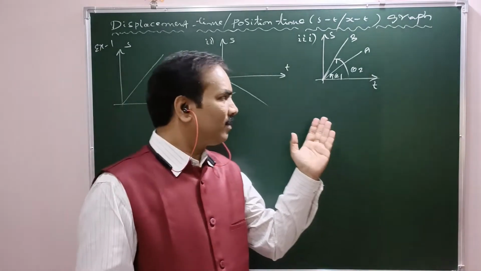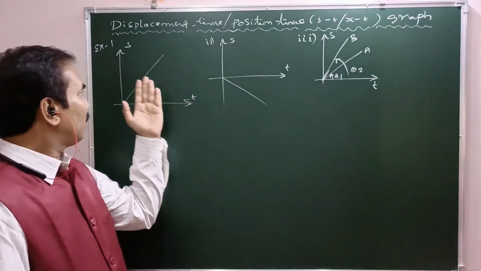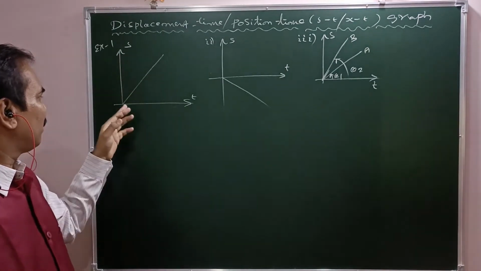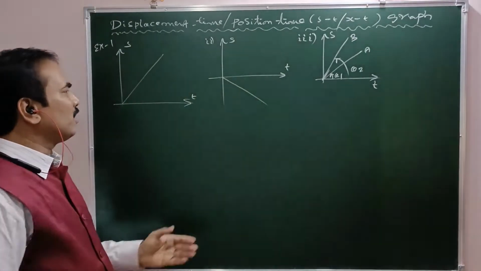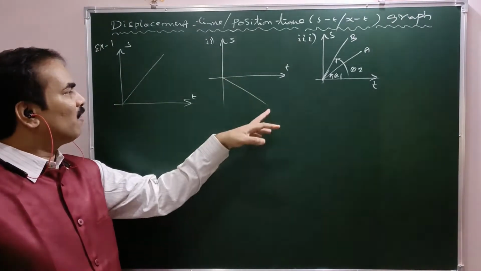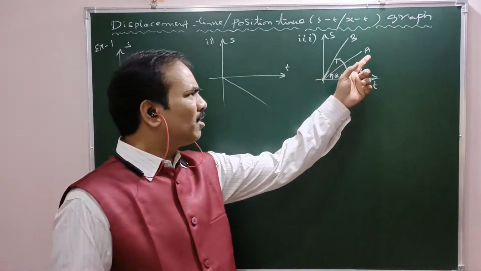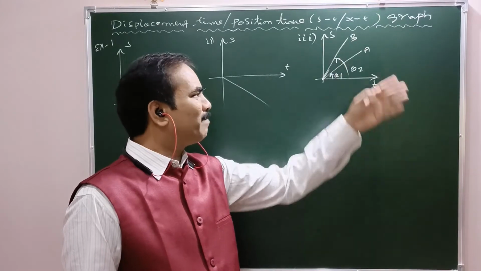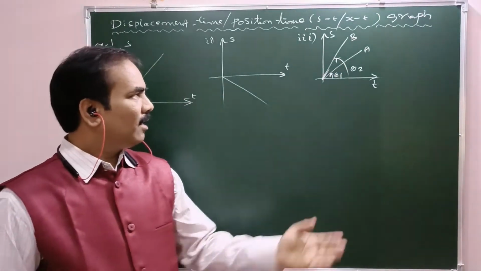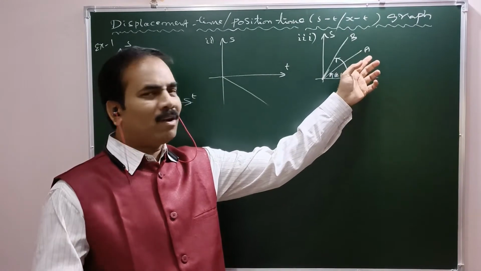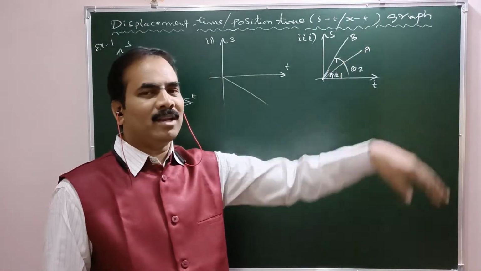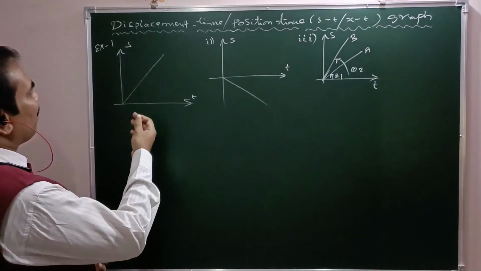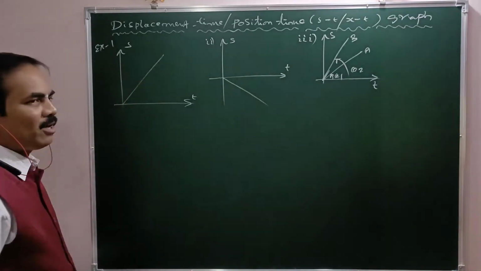See, here some graphs are drawn on the board. In the first diagram, a graph is drawn between displacement and time, which is a straight line passing through the origin. Here also a straight line passing through the origin, but in the fourth quadrant. Here two graphs are drawn on the same displacement versus time axes, right? Here A represents one particle, B represents some other particle. So if you observe the first graph, it is a straight line passing through the origin.